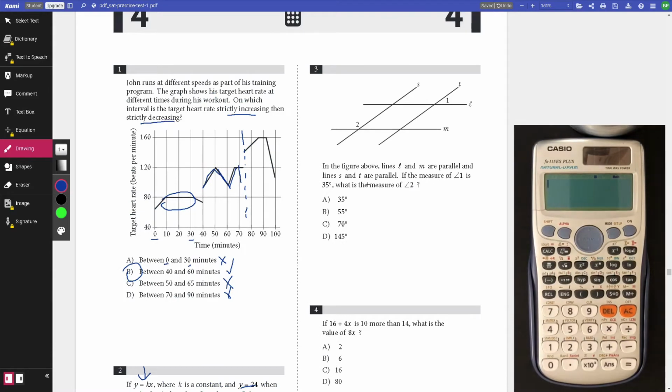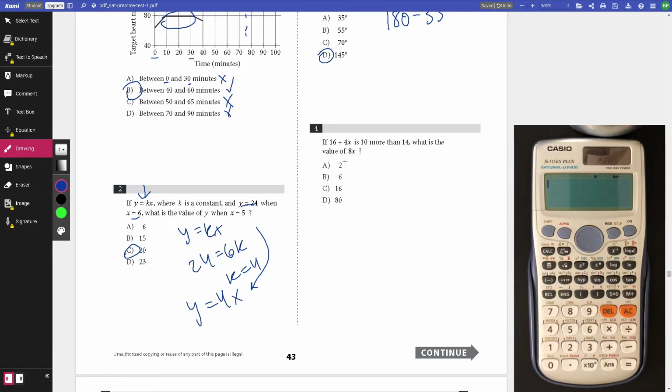Number 3, both of these lines are parallel, and if this angle is 35 degrees, what is the measure of angle 2? Well, we know from alternate angles, this is also 2, and alternate exterior, this is 2, and then corresponding angles, this is angle 2. So you can see they're supplementary, so the measure of angle 2 is 180 minus 35 degrees, and that's D, 145.